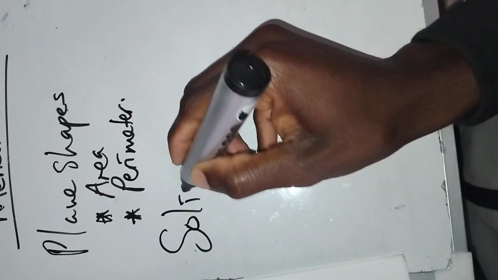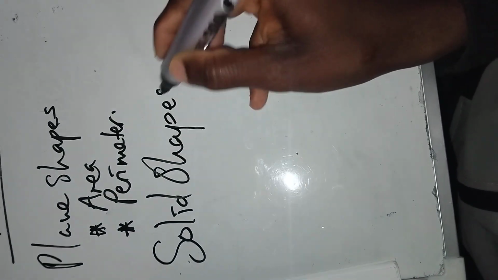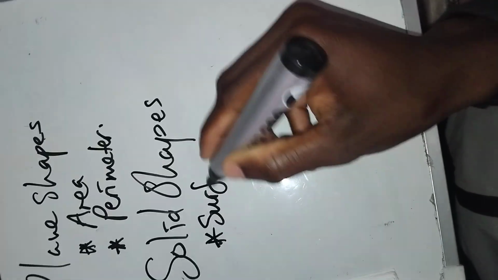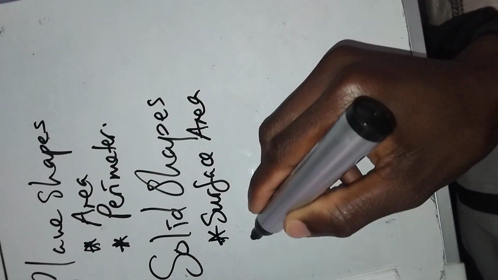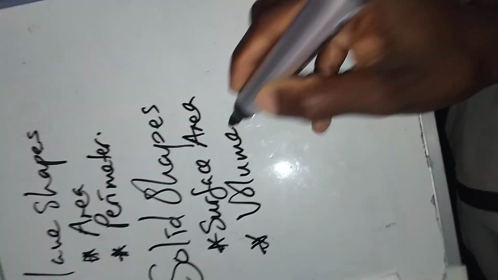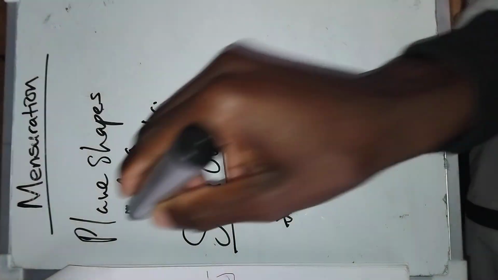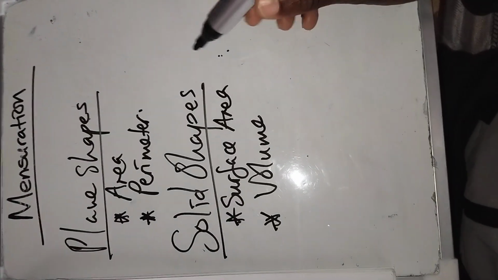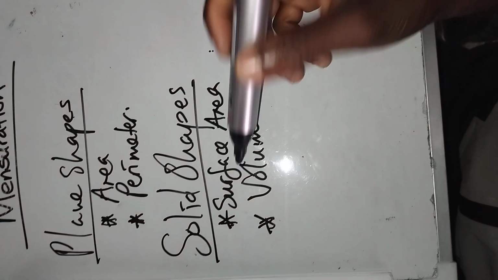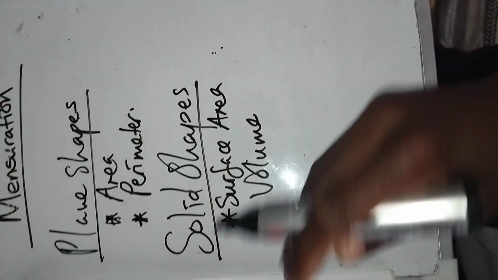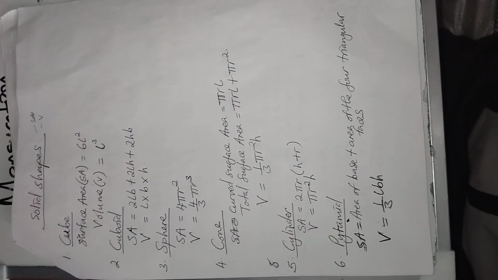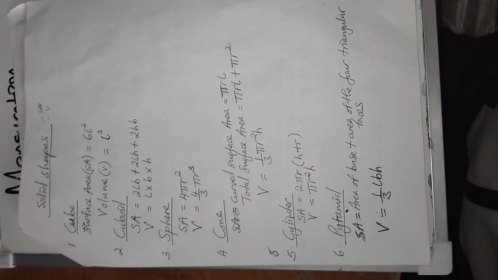Then we have solid shapes. With solid shapes we deal with surface area and volume. So we agree on perimeter, area and volume. The solid shapes are cube, cuboid, sphere, cone, cylinder, pyramid. So before you start, you should know the formulas of those shapes.